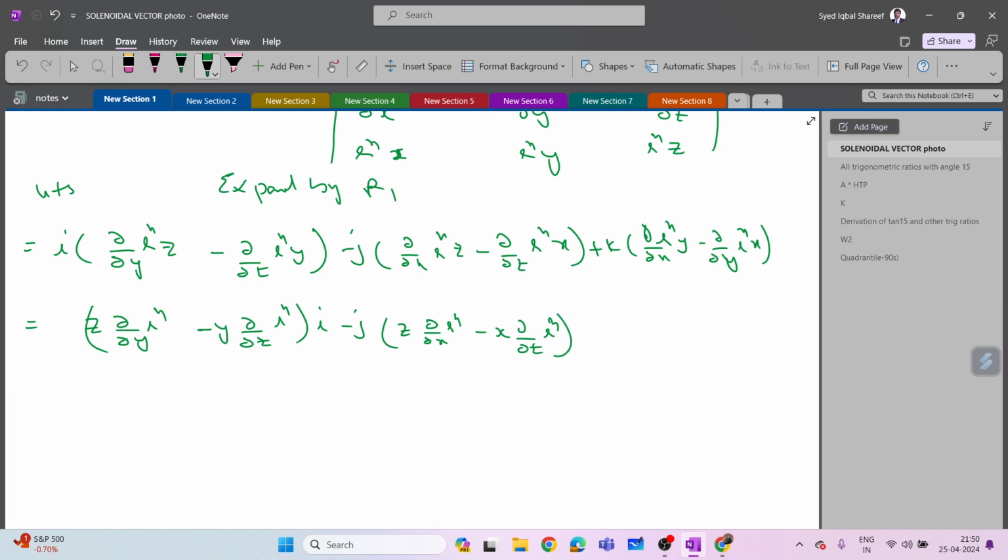We are not doing anything with it. You see, x is treated as a coefficient. So now k, with y outside ∂/∂x of r to the power of n, plus x outside ∂/∂y. Now z as it is, ∂/∂y of r to the power of n is n r to the power of n minus 1 ∂r/∂y, minus y n r to the power of n minus 1 ∂r/∂z.